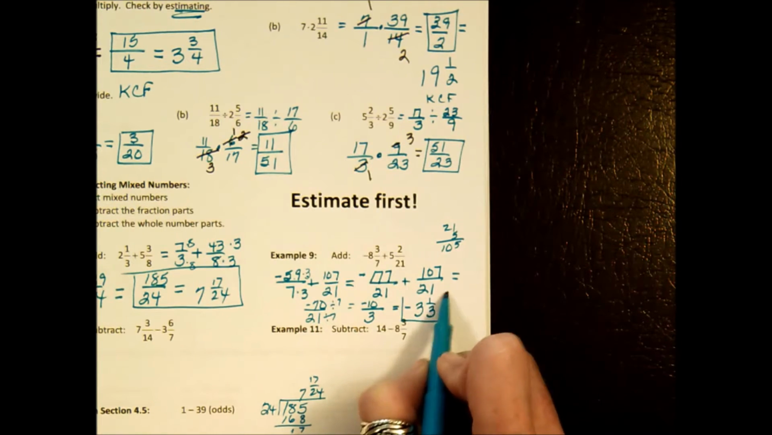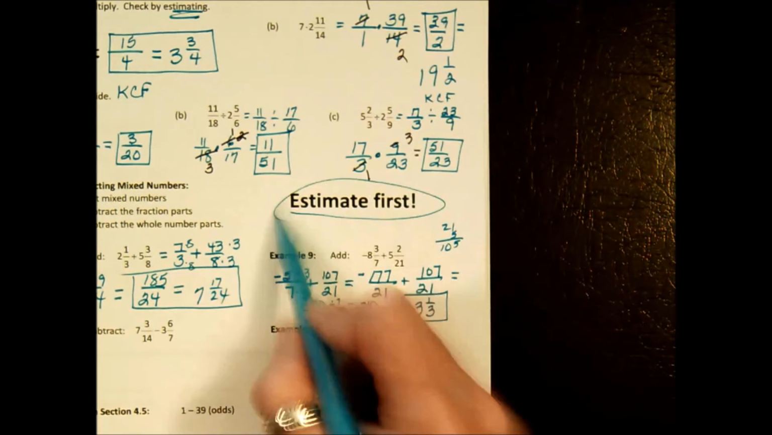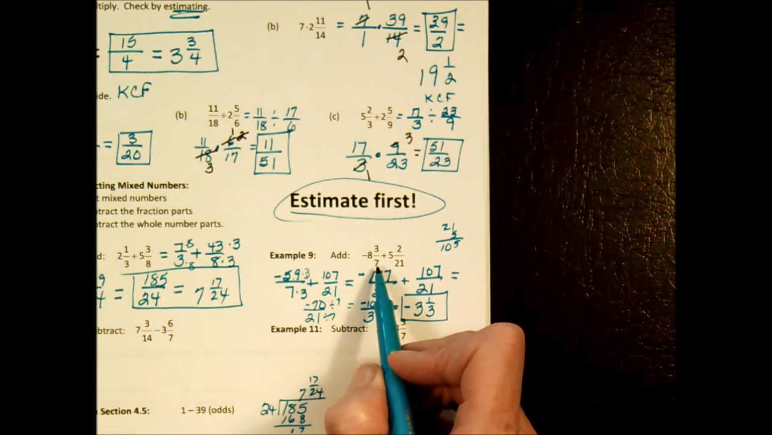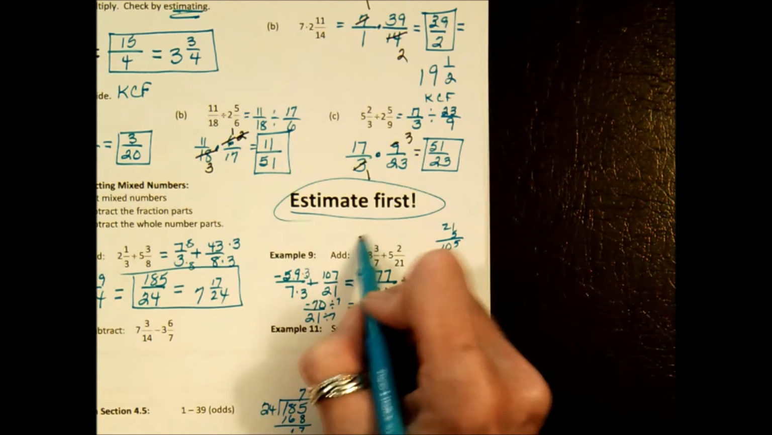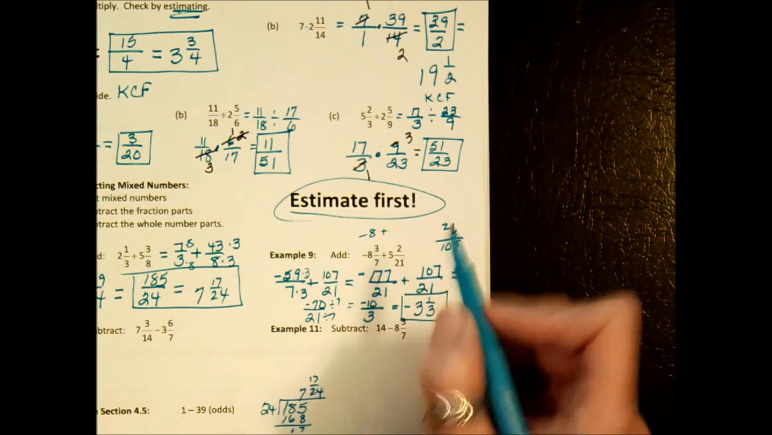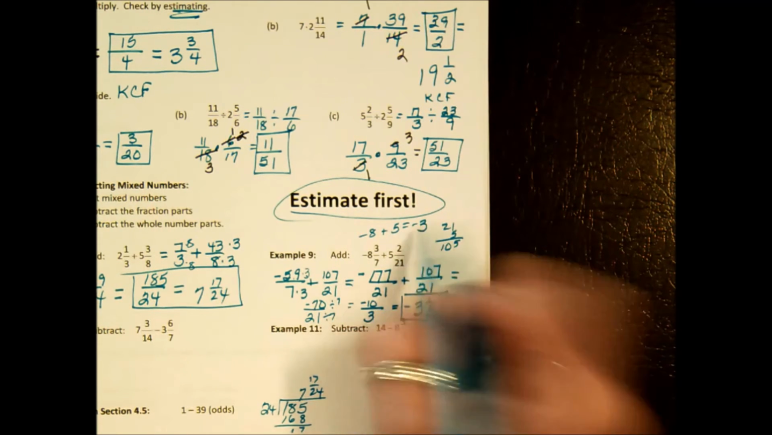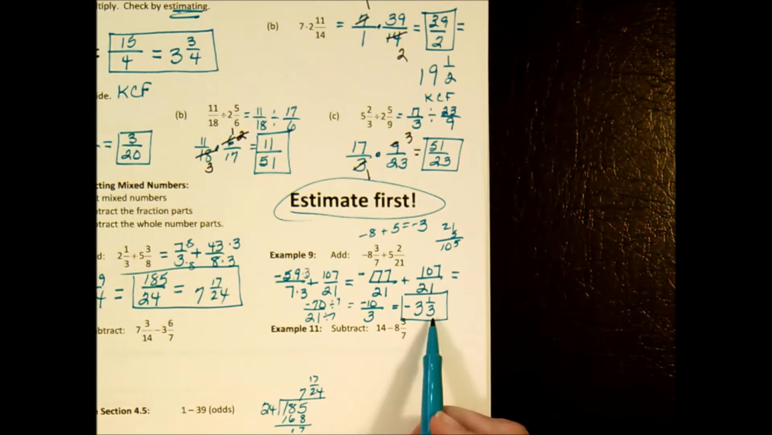Now it says estimate first, so let's just see what this would have been. Negative 8 and 3/7. 3/7 is not even halfway to negative 9, so I'm going to call this negative 8. And 5 and 2/21 is about a 5, so we should have gotten something close to negative 3, and we did.